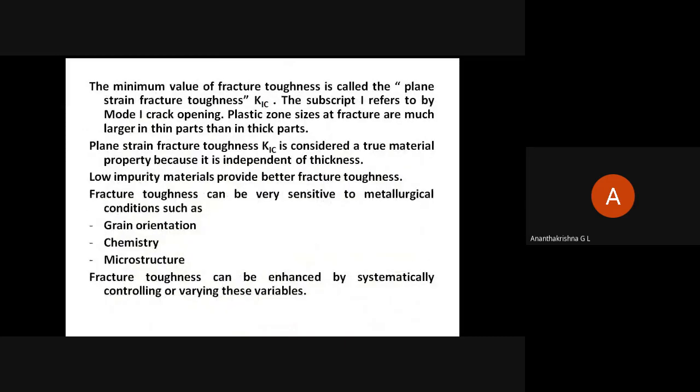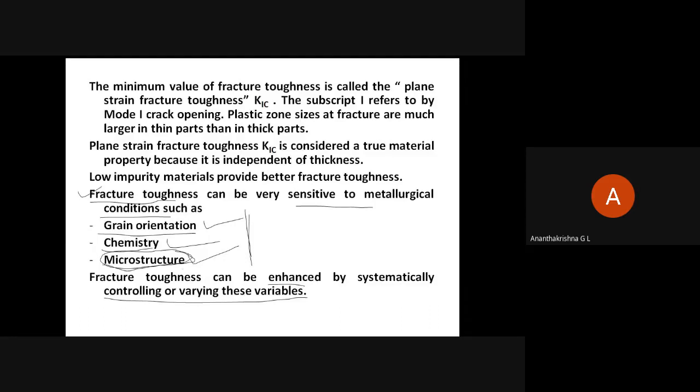Next, we learn that fracture toughness can be very sensitive to metallurgical conditions, that is, grain orientation, chemistry, and microstructure. By having uniform grain orientation, we can enhance the fracture toughness. By having proper heat treatment, we can enhance fracture toughness. And by having a microstructure devoid of any inclusions and voids, we can enhance the fracture toughness. By systematically controlling these three parameters, grain orientation, chemistry, and microstructure, we can enhance the fracture toughness, that is essentially the resistance of materials to crack propagation.